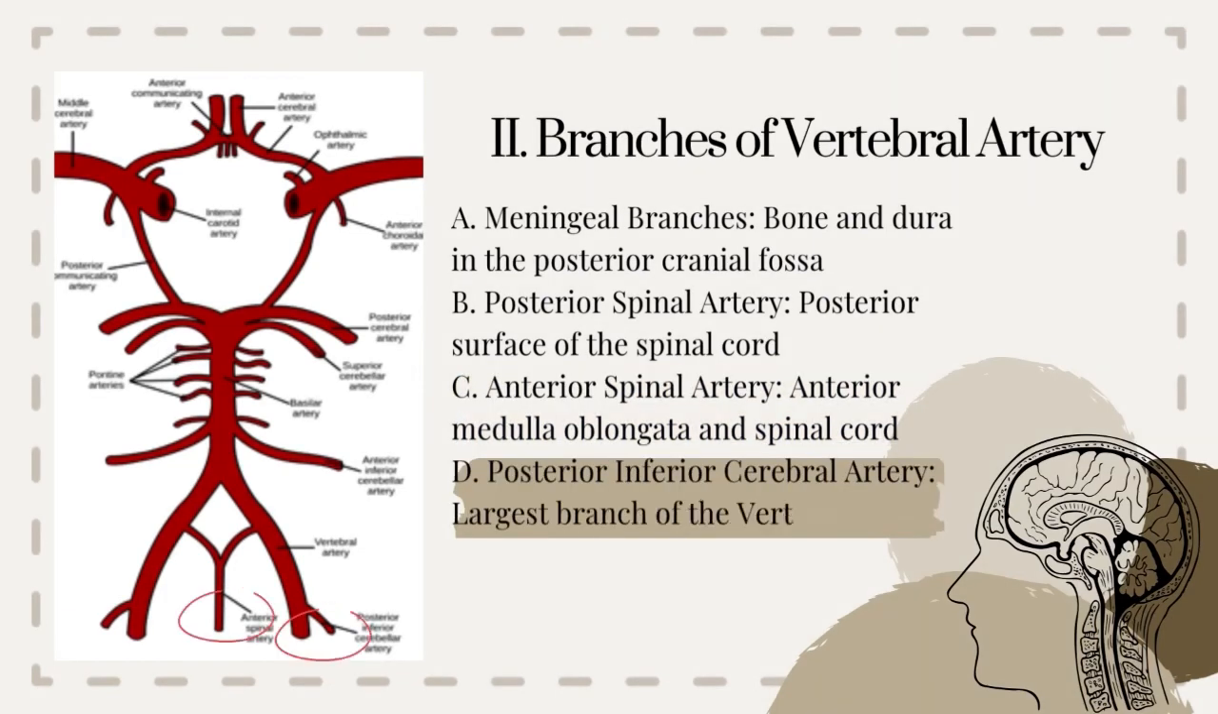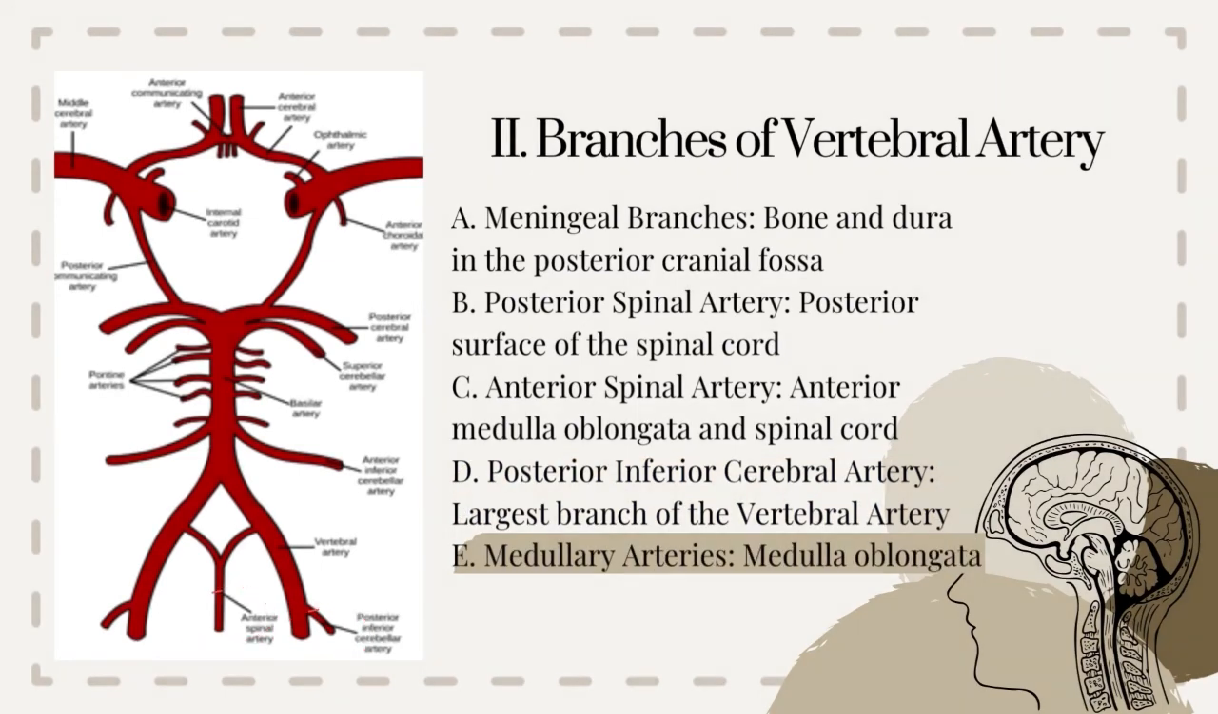Then you have the posterior inferior cerebellar artery. It is the largest branch of the vertebral artery that passes between the medulla and the cerebellum. It supplies the inferior surface of your vermis. You have the cerebellum and the cerebellar hemisphere. It also supplies the medulla oblongata and the choroid plexus of the fourth ventricle. Then lastly, you have the medullary arteries. It is distributed all over the medulla oblongata.